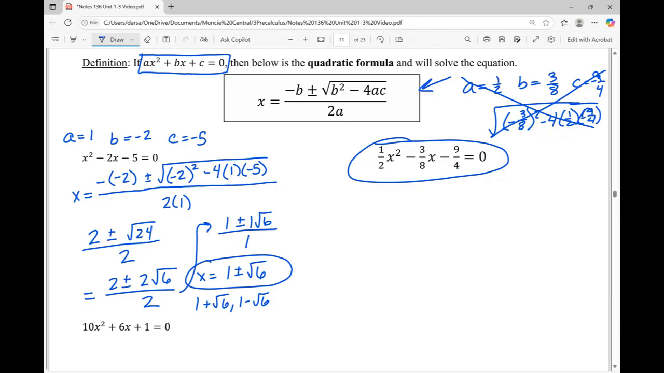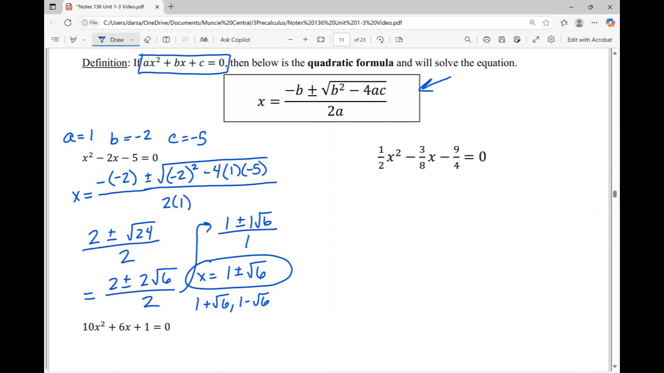So there's a technique that will help you clear fractions. And this is the first time we're going to see it, but we're actually going to use it a lot during college algebra and during pre-calculus. So instead of solving a quadratic equation like this with all the fractions, here's what you're going to do.